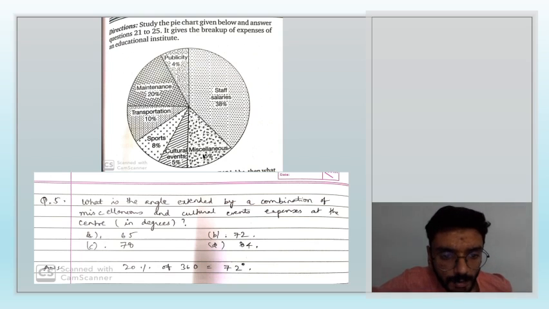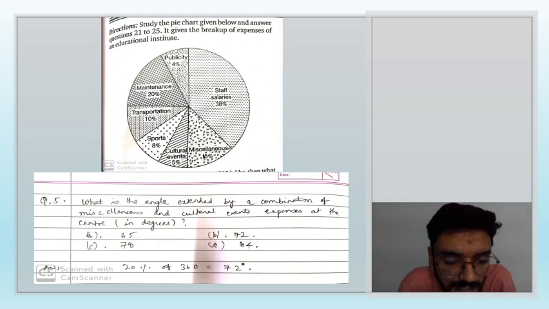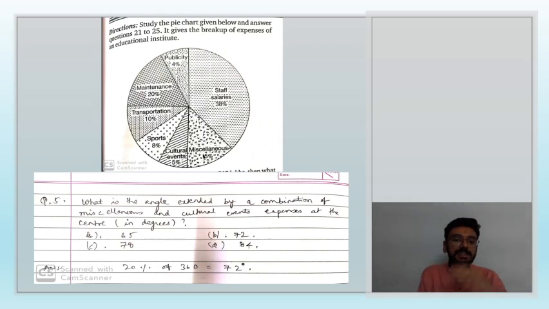Moving on to the last question. What is the angle extended by a combination of miscellaneous and cultural event expense at the center? Miscellaneous is 15%, cultural events is 5%. You see, it would be 5% plus 15%, so 20%.